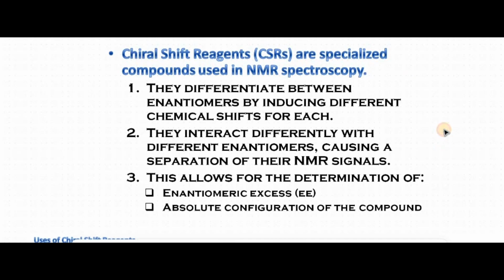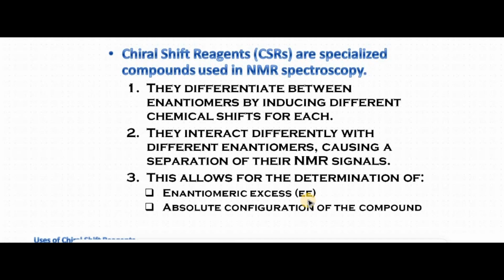Sometimes it is also helpful to find the absolute configuration of the compound, and very often it will be used to identify the enantiomeric excess present in the compound. It has to be read as small e. So what is enantiomeric excess?